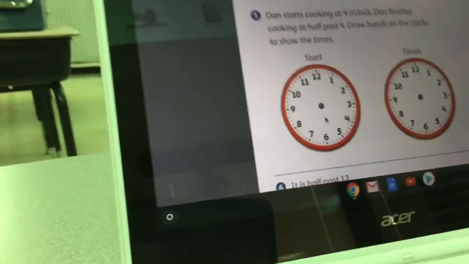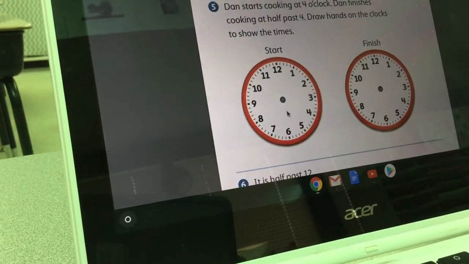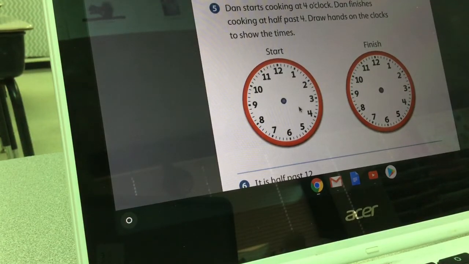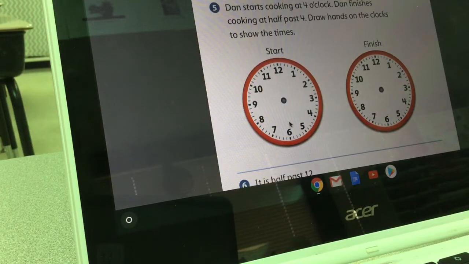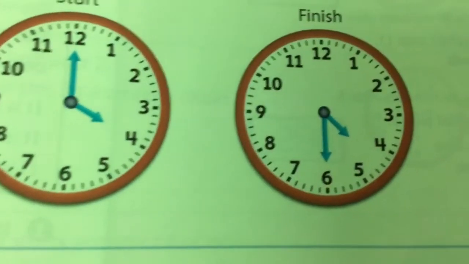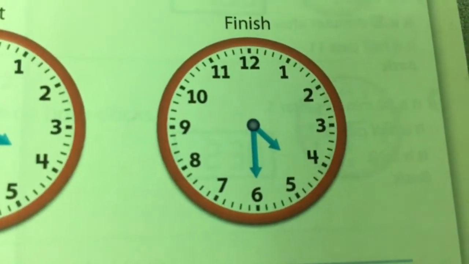Then we're going to show that he finishes cooking at half past 4. Half past 4. We're going to bring our minute hand halfway around the clock and stop at what number? 6. We stop at 6 to show half past 4. Our hour hand is going to be between the 4 and the 5. It's going to look like that when you're done.